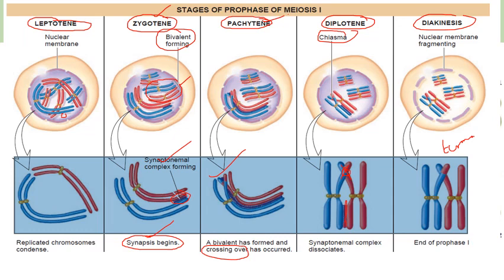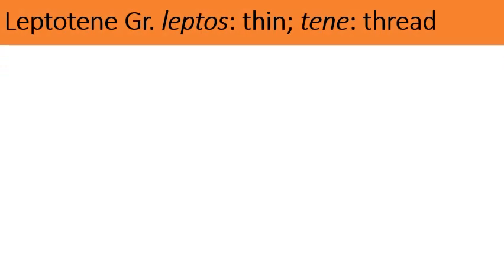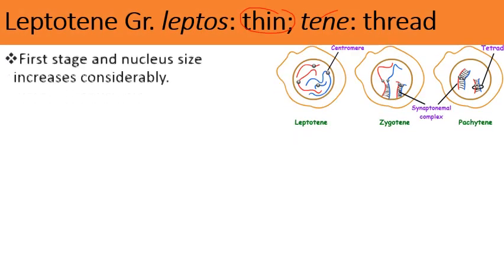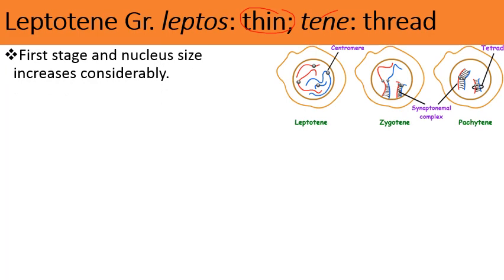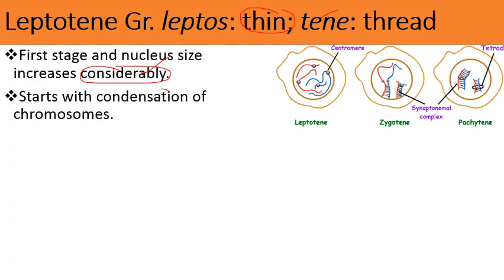So these are the various substages of prophase. So first stage, that is leptotene. It in Greek means thin. Tene means thread, thin threaded stage. In this first stage, nucleus size increases considerably. Here, the cell is metabolically active and it increases in its size. It starts with condensation of chromosomes.